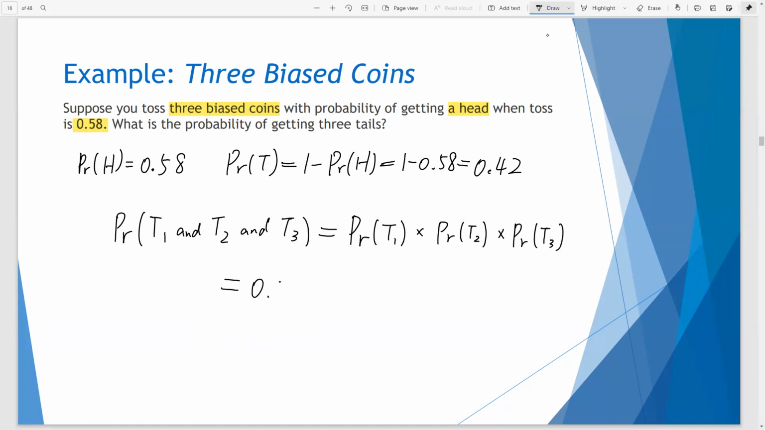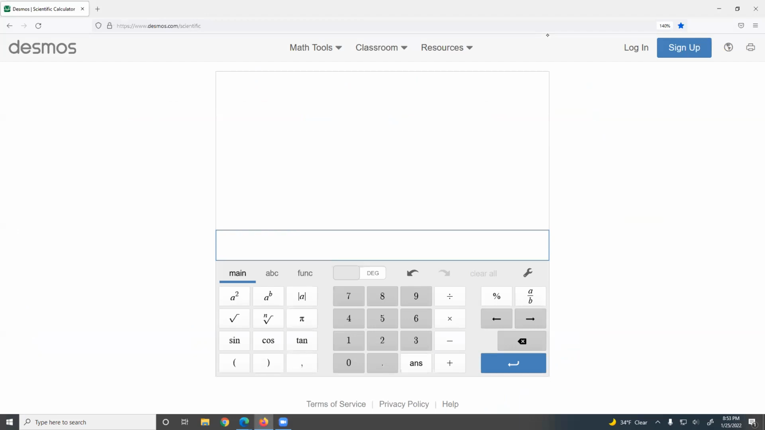Simply, what? 0.42 times 0.42 times 0.42. And multiplication can be written short as a power if you have the same number multiplied together. So we have 0.42 raised to the third power, that's 0.074088. And if you want to round to four digits, 0.0741.